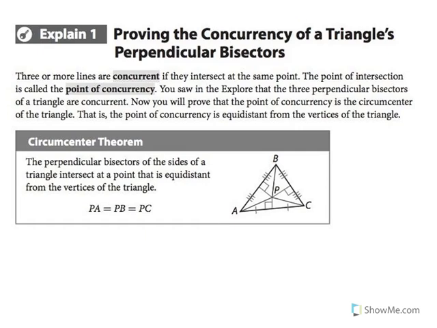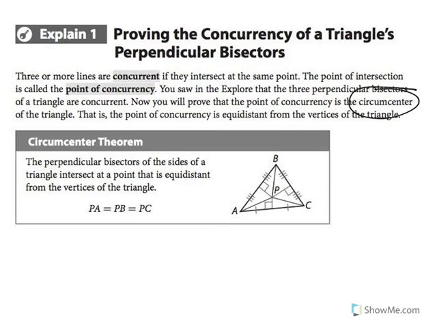Proving the congruency of a triangle's perpendicular bisectors. Three or more lines are congruent if they intersect at the same point. The point of intersection is called the point of congruency. We saw in the Explorer that the three perpendicular bisectors of a triangle are congruent. Now you will prove that the point of congruency is the circumcenter of a triangle. That is, the point of congruency is equidistant from the vertices of the triangle.